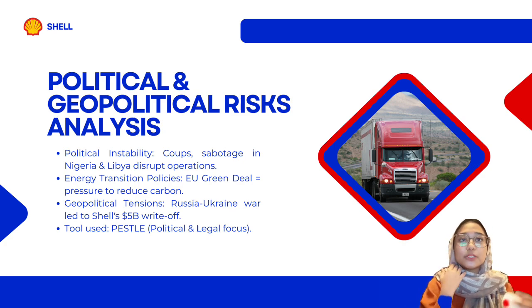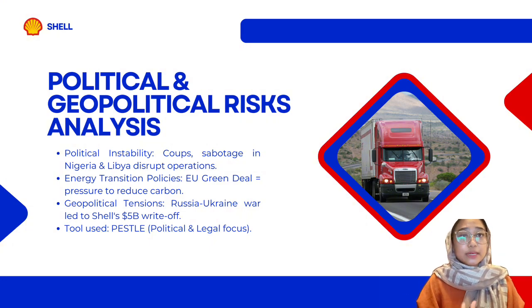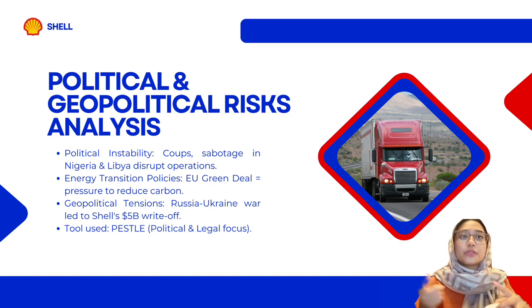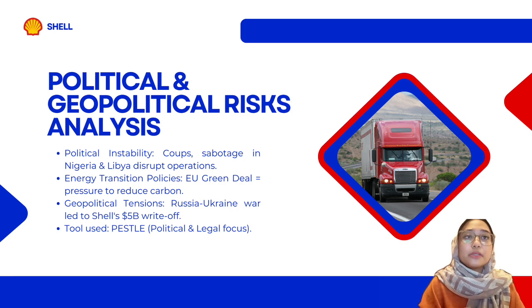The first one is political instability. This includes coups, protests, and sabotage. For example, in Nigeria and Libya, Shell's operations have been disrupted by violence and unrest. Next is energy transition policies. Many governments are now introducing strict climate goals like the European Green Deal, which push energy companies to reduce carbon emissions. This creates pressure on Shell to quickly shift its business model.